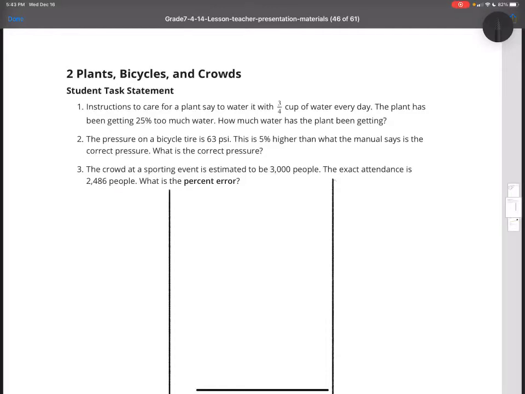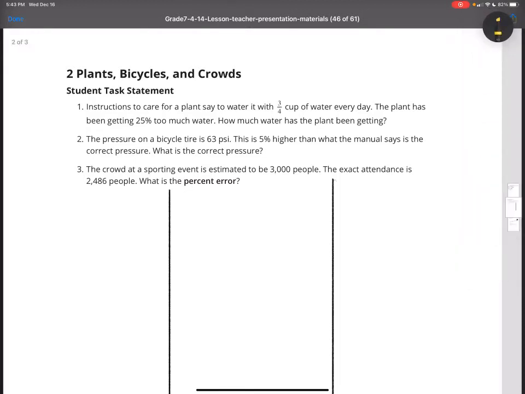Okay, guys, let's look at the second student task statement called Plants, Bicycles, and Crowds. Number 1 is saying the instructions to care for a plant says to water with 3/4 cups of water every day. The plant has been getting 25% too much water. How much water has the plant been getting? Okay, so we need to do some annotations.